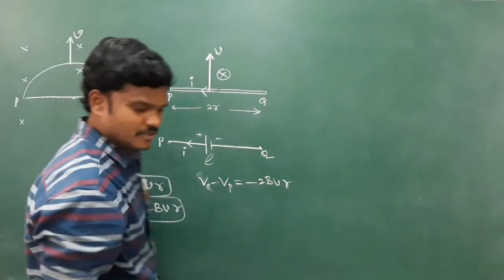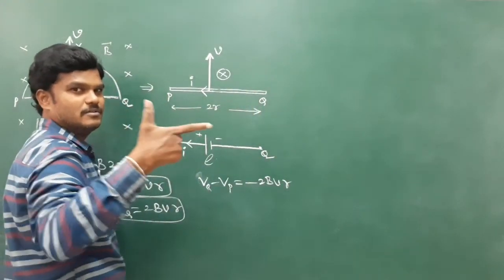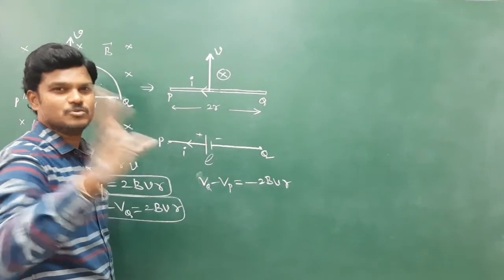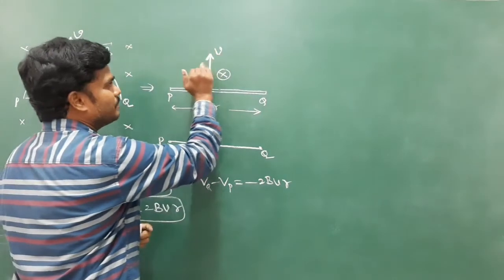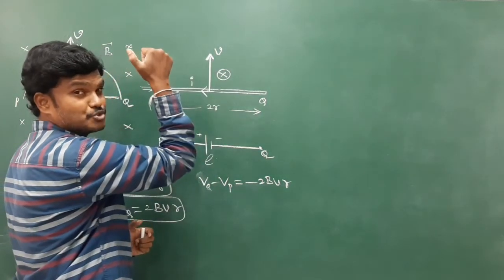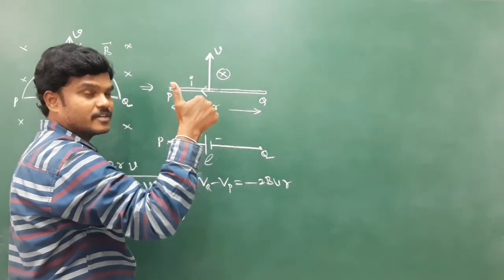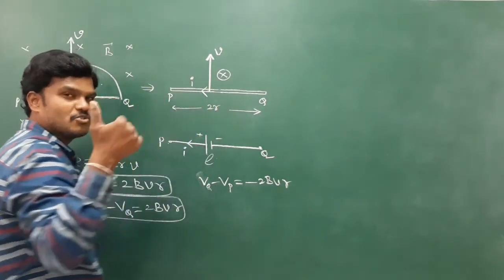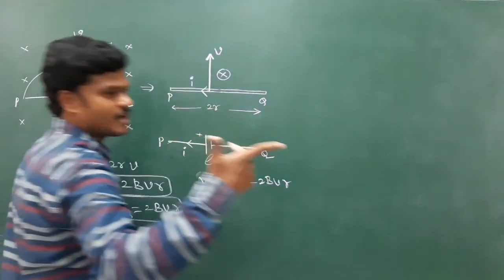Otherwise, you can use Fleming's right hand rule. Okay, don't confuse these two rules. Better you follow the V cross B rule. That is the better way. V cross B is very easy. V, B, and this thumb shows the direction of induced current. Otherwise, use Fleming's right hand rule.